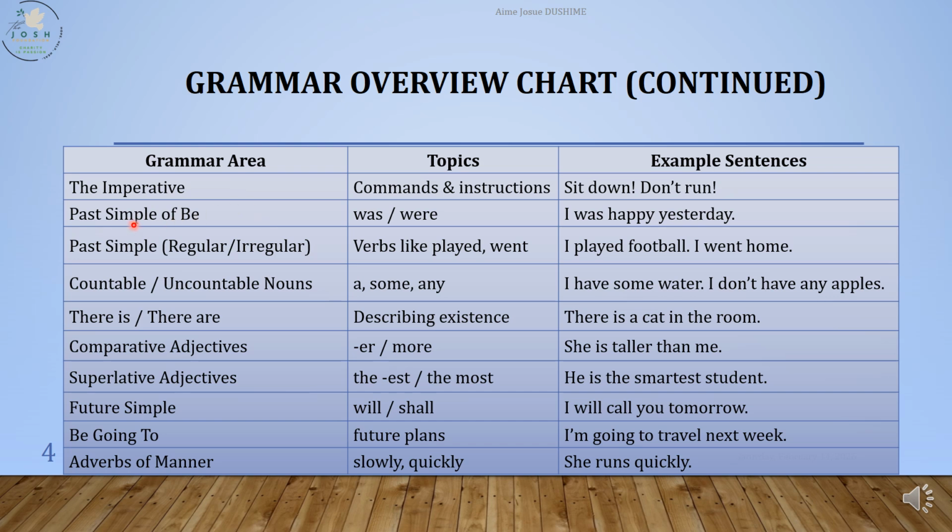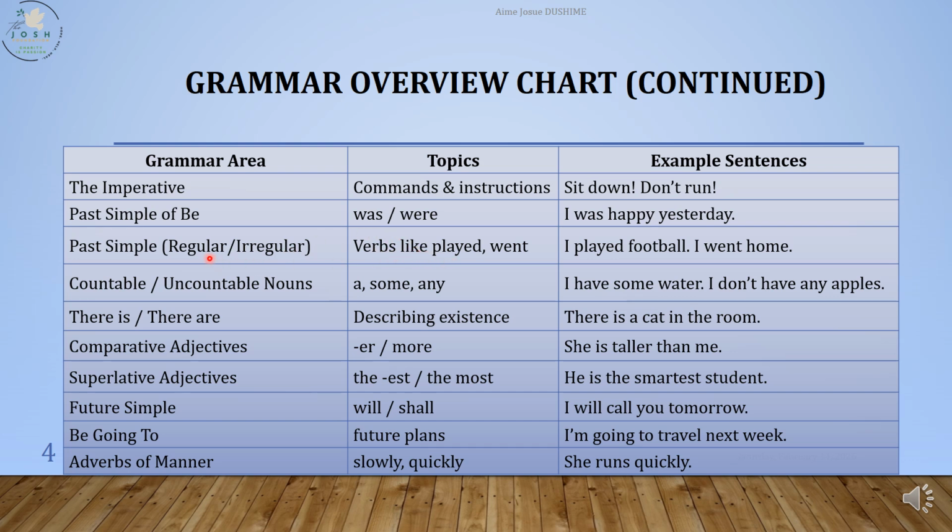We have also learned past simple of verb to be, where we say that they have two forms. That is to say, was or were, as the forms of verb to be in the past. I was happy yesterday. We also learned past simple of regular and irregular verbs. We said the regular verbs take ed, and irregular they just change. You just have to memorize them.